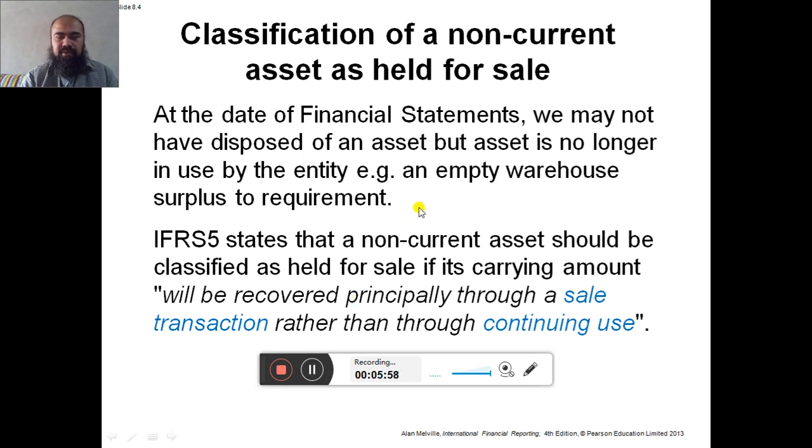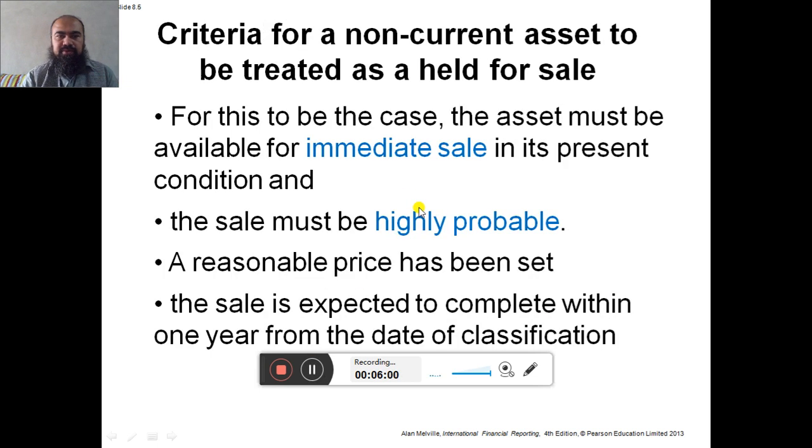So this was some introduction, and this was some background set for our next topic, which is what are the criteria for a non-current asset to be treated as held for sale.